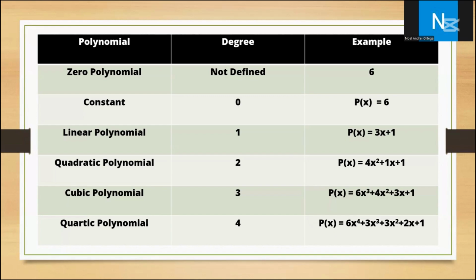In a linear polynomial, the highest exponent is 1. In a quadratic polynomial, the highest exponent is 2, which is shown here in our term 4x squared plus 1x plus 1. In a cubic polynomial, the highest exponent is 3 in the term 6x cubed. In a quartic polynomial, the highest exponent is 4, here in our example in the term 6x raised to the 4th power.